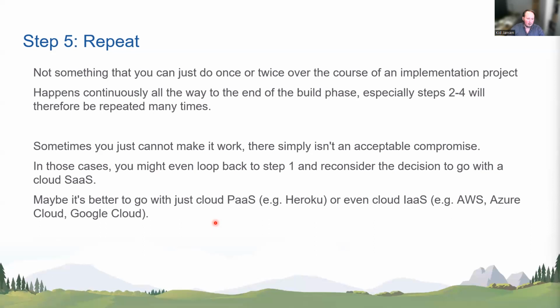So maybe you say, well, we don't want to use Salesforce because it doesn't provide the level of flexibility we need. So we're going to build something custom on Heroku, or maybe go even one layer deeper and build something on AWS or Azure Cloud or Google Cloud. That's sort of the most extreme case. In most cases, there is some way to compromise. You just have to convince the business that what you get is just as important as how you get it.